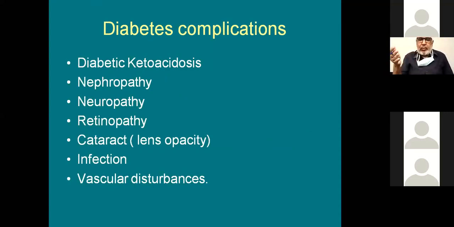As we have discussed about complications, that is, the blood sugar is not maintained properly. That will lead to the complications. And complications could be diabetic ketoacidosis, nephropathy, neuropathy, retinopathy, cataract, and vascular disease.